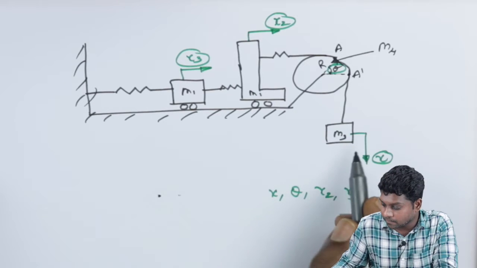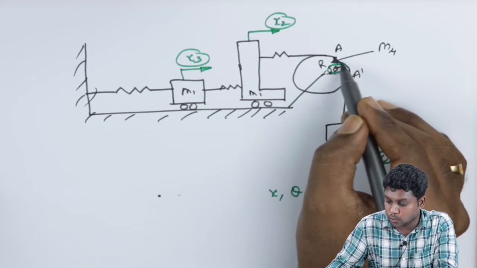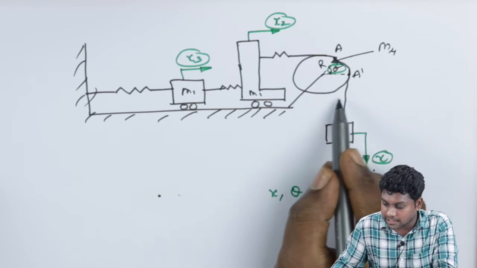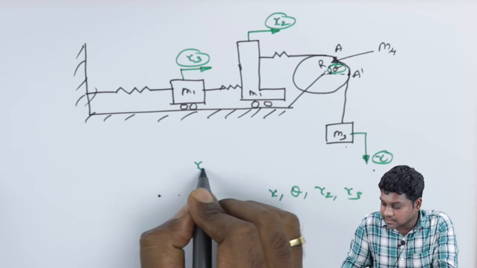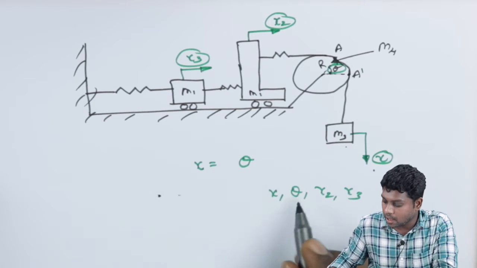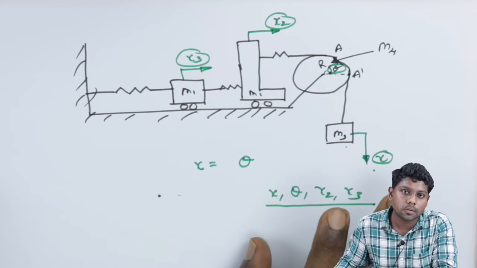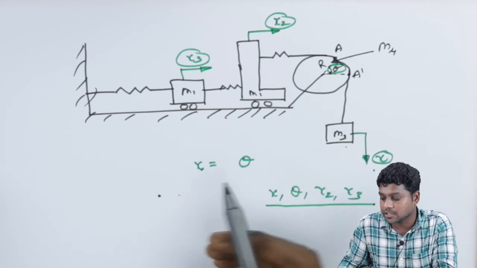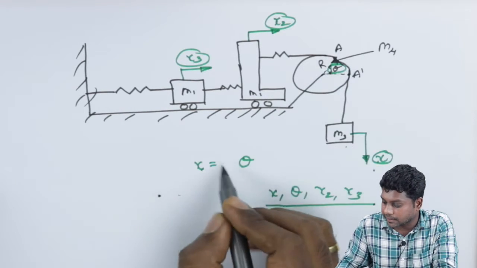So let us find out. This M3 is being pulled in the x direction and this pulley is also moving in the downward direction. It is going to rotate. So is there any elastic member between them? No. Therefore, this x depends on theta. So even though I have used 4 different coordinates, the degree of freedom is not going to be 4, because x and theta are dependent on each other. What is the relation? x is equal to r times theta.